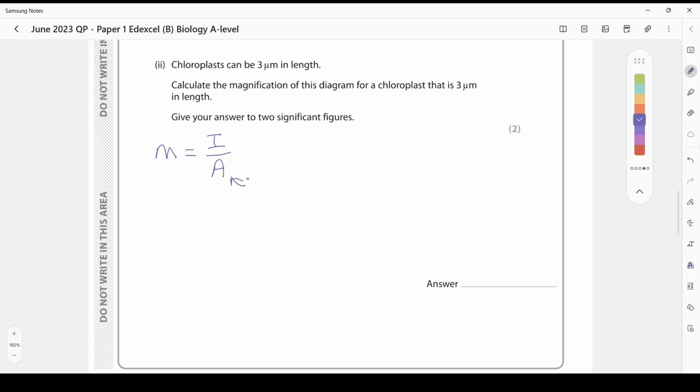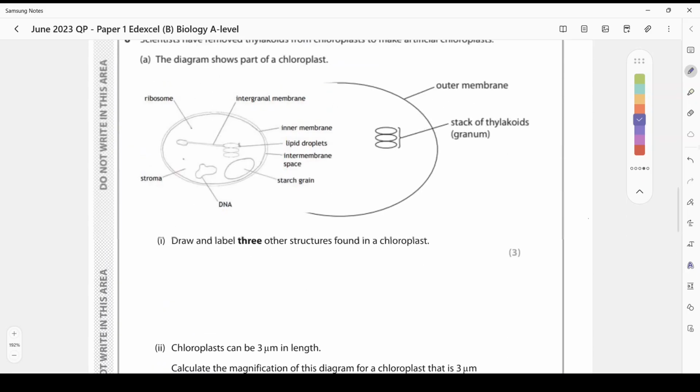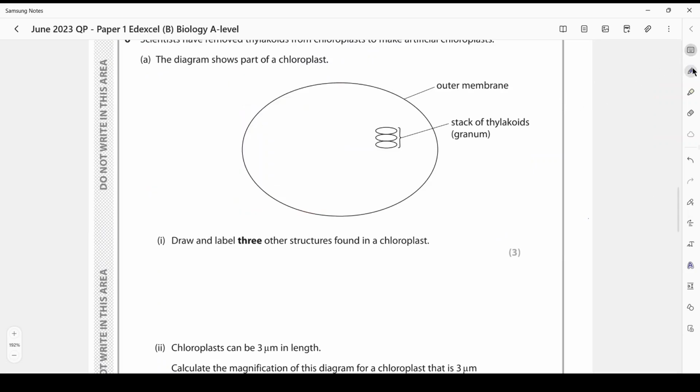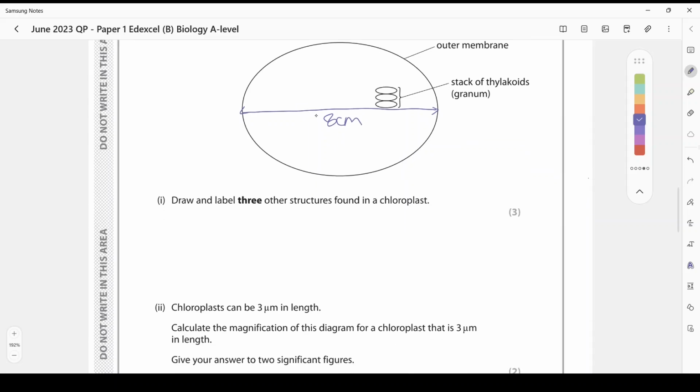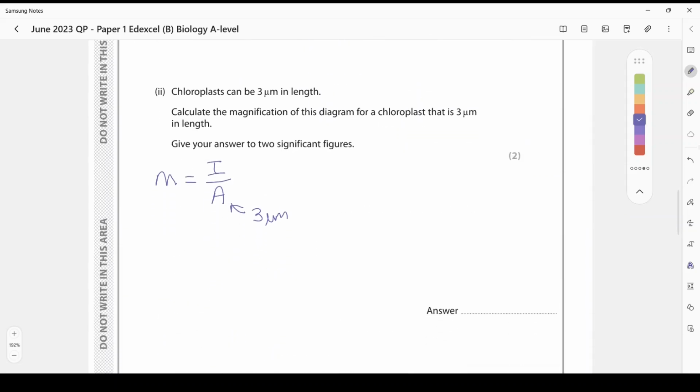Here, the actual size is 3 micrometers. And if we use a ruler, so if we use a ruler, we can measure the length of this chloroplast. Use a ruler to measure the length of the chloroplast, and you should get perhaps 8 centimeters, around 8 centimeters. All right, so now that we have 8 centimeters, we want to convert that into micrometers.